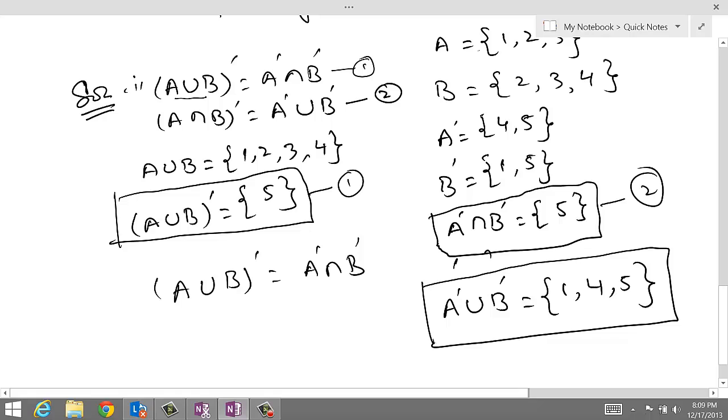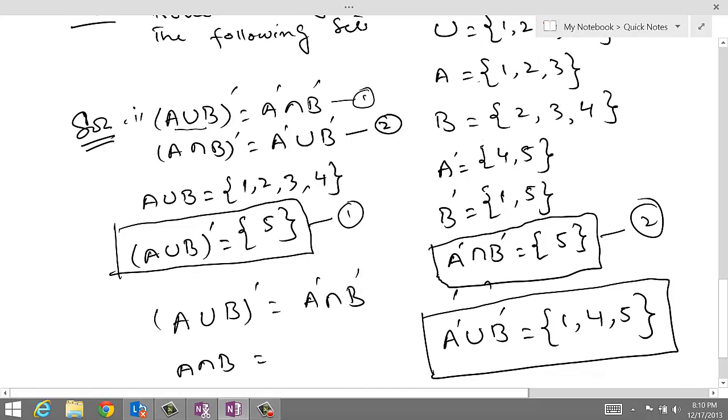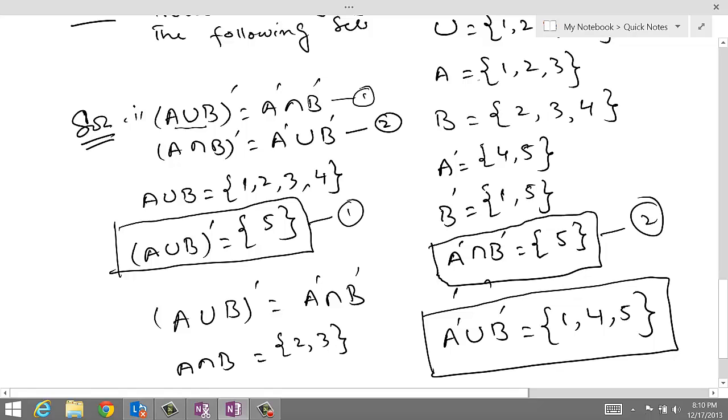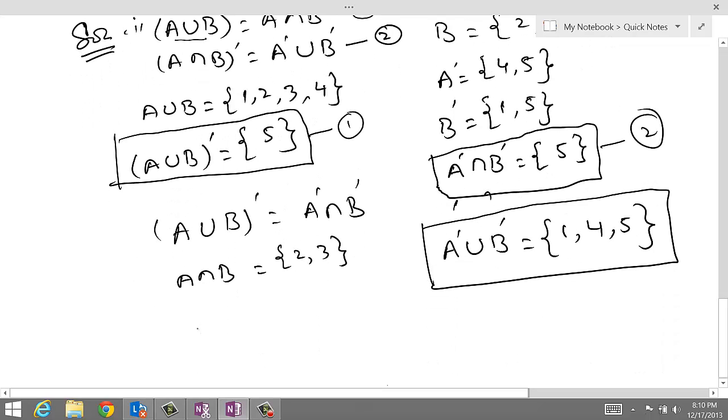For the left hand side, first we need to find out A intersection B. A intersection B is equal to what? What are the elements common between A and B? 2 and 3 are common. So we are going to write 2 and 3. And now we are going to take the complement of this, A intersection B complement. This is 1, 4 and 5.